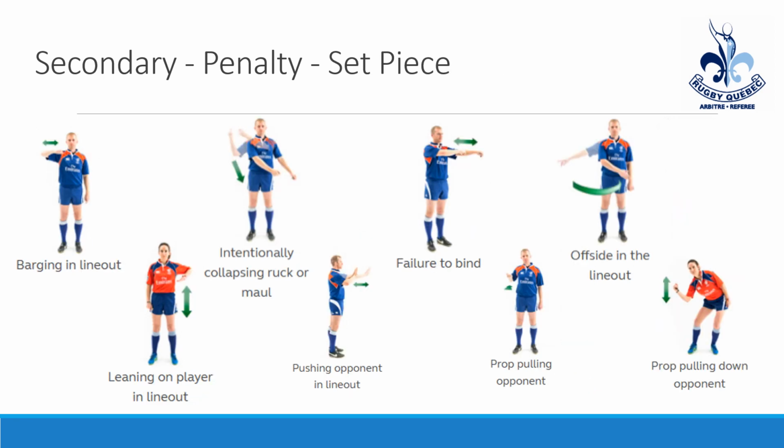These are set piece penalties, so line out and scrum. Offsides, intentional collapses, props pulling down, so collapsing scrums. These are all the more common ones that you'll see in this category.